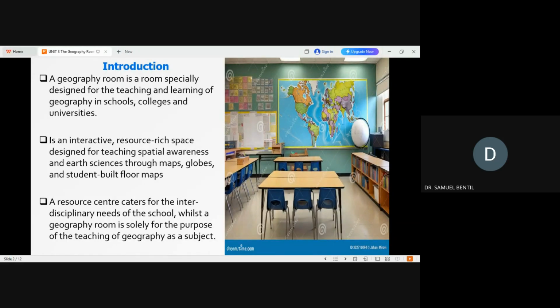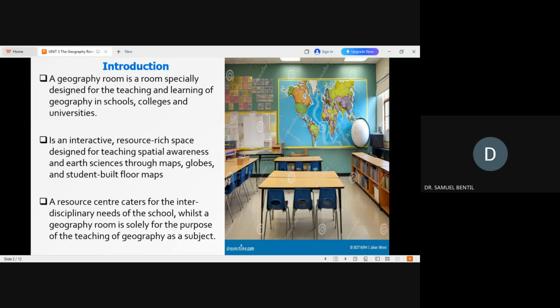So if you look at the picture behind the intro, you could see that we have some wall maps on the wall, others beside it, we have globes, we have desks and chairs, some are two tables put together, and certain forms of arrangement within the area. So when you go into a geography room, you could see that the things you see there are distinct to geography.